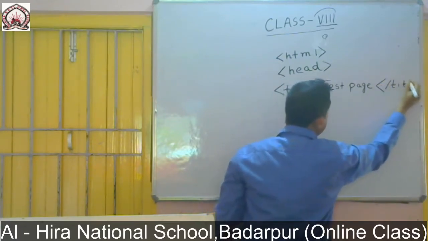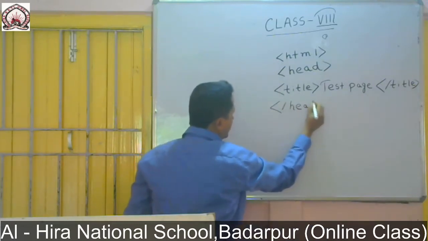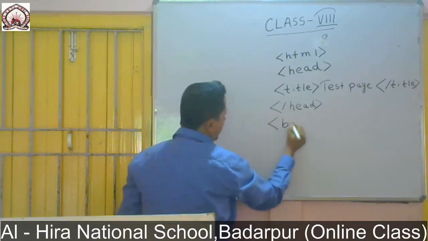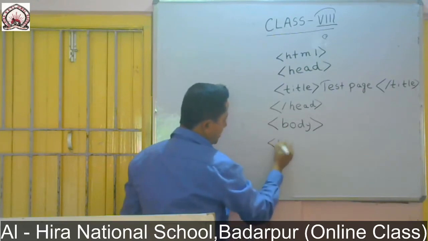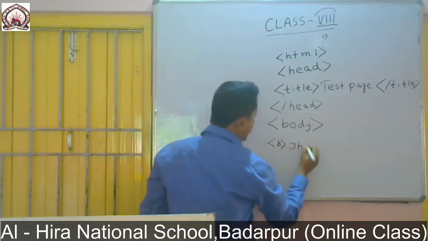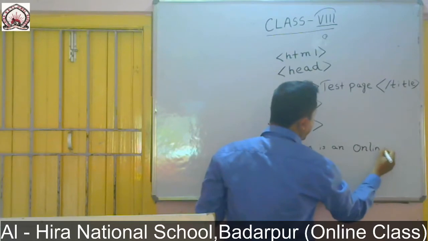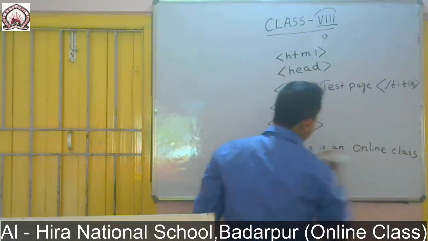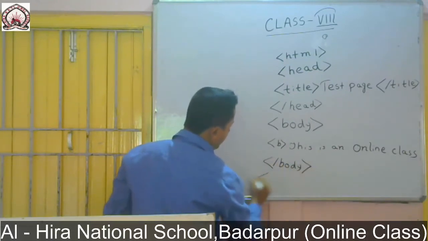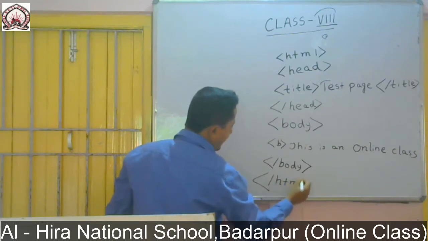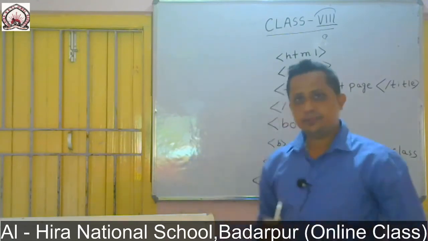Then I am closing the head, then I am giving the body part of the HTML of the web page, body. Suppose I am writing B, which means bold. This is an online class. Then I am closing the body and closing the HTML. See, this is a simple HTML code.